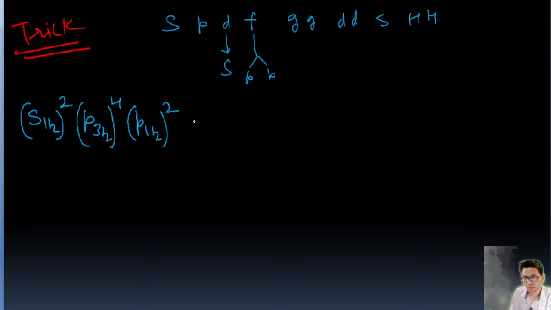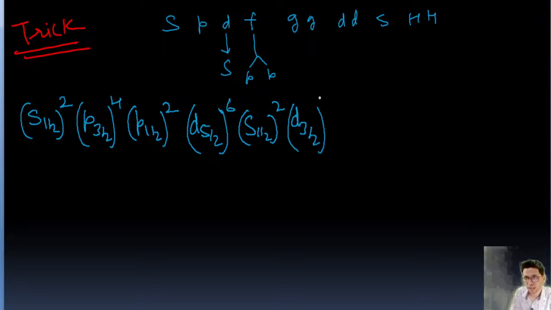For D, D will start with D 5/2, higher first, then lower. In D there are 10 electrons, right? So 6 electrons will be in D 5/2. Then in between D there is S, so S 1/2, and in S 1/2 we know there are 2 electrons. Then D 3/2, and there would be 4 electrons here, total 10.